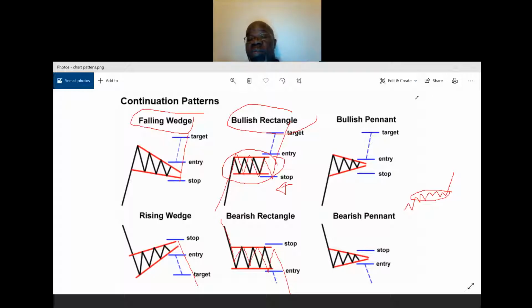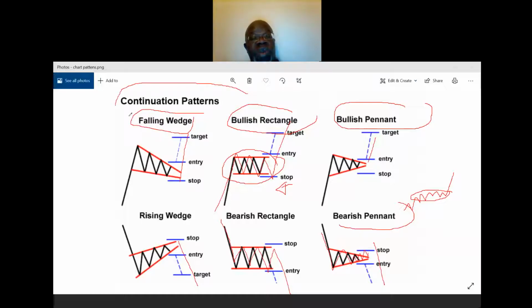Then there's the pennants. The pennants are like flags. The only difference is they are continuation patterns. They come, consolidate, forming a wedge, and continue up. Pretty similar to a falling wedge here, right? Very, very similar. And then this one, a bearish pennant, the same thing in the opposite direction. It comes down and then narrows and then finally goes down. So that is continuation patterns.